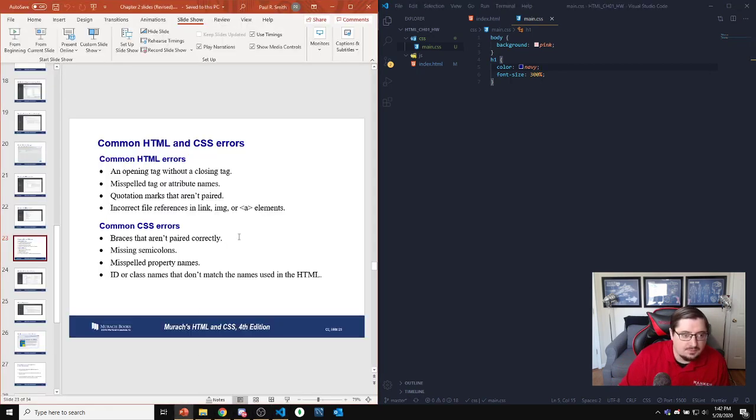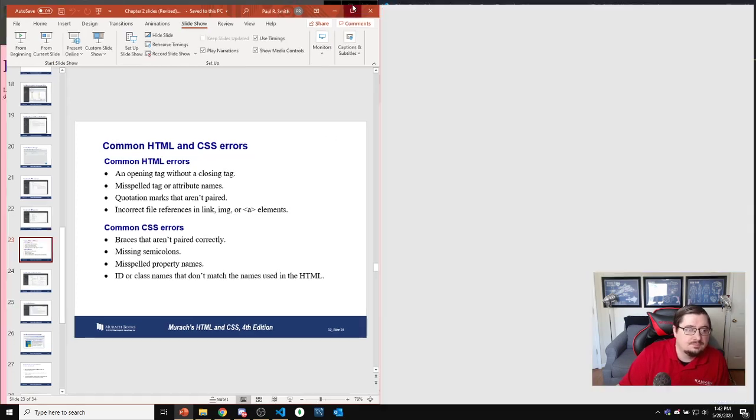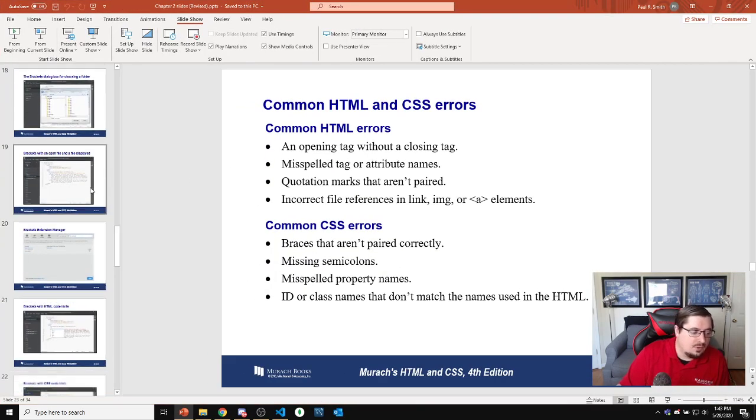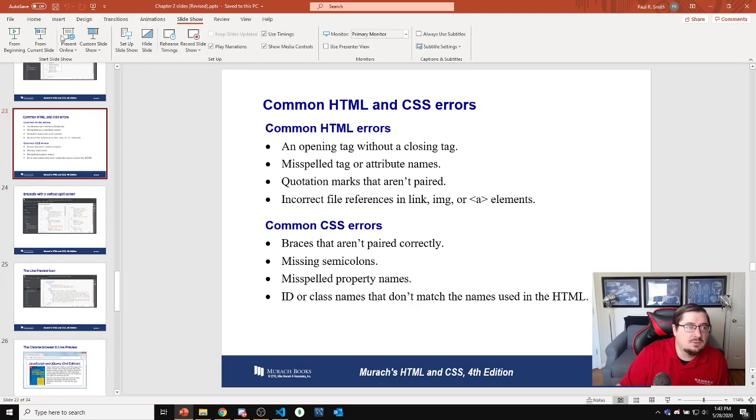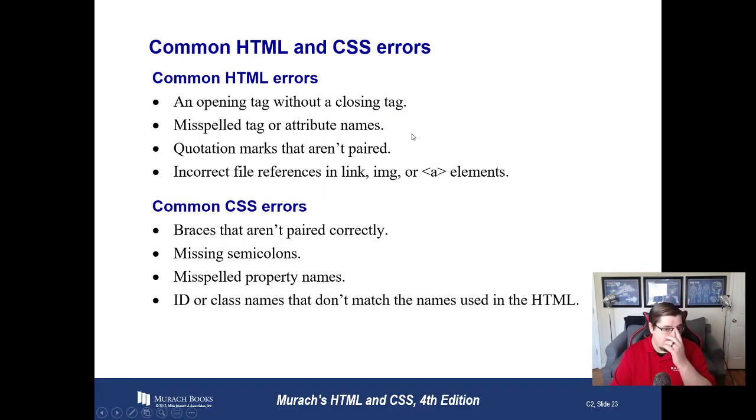So back to the slides. Some common errors that you may run into as you're writing CSS and HTML. Whenever you're writing an opening tag, make sure you include a closing tag. As you saw, Visual Studio Code will automatically add the closing tag for you most of the time. So that helps a lot, but you want to make sure that every opening tag has a corresponding closing tag.